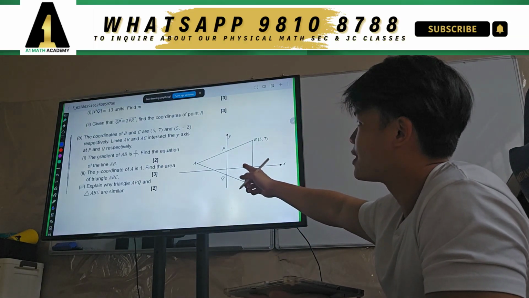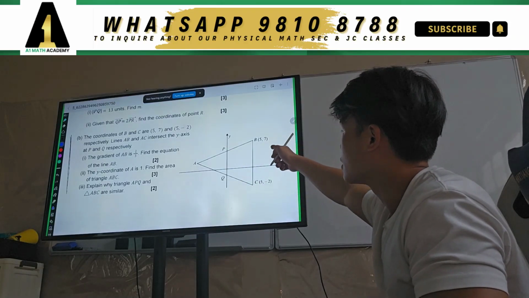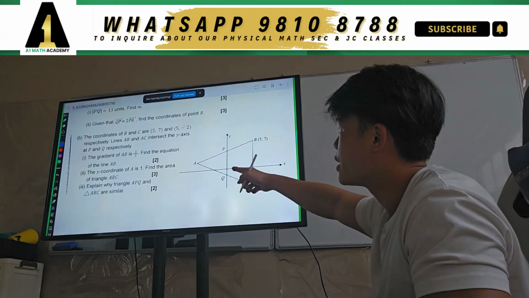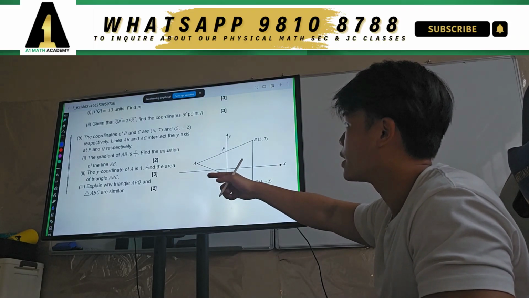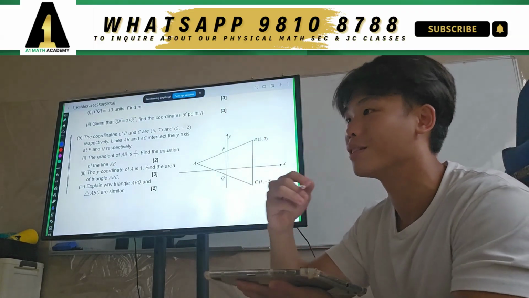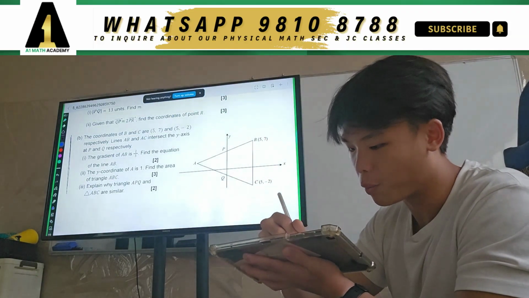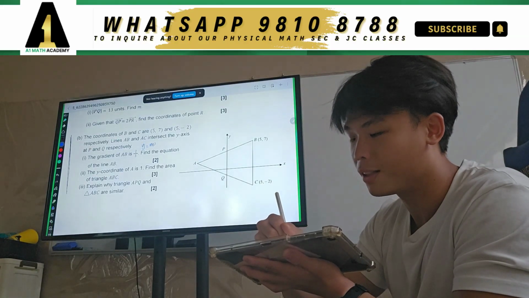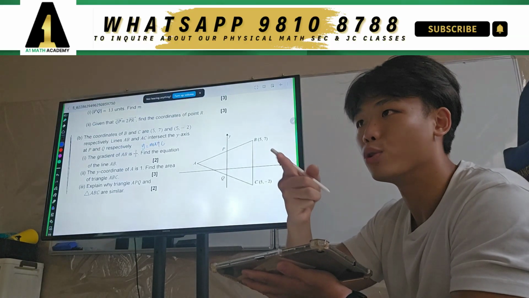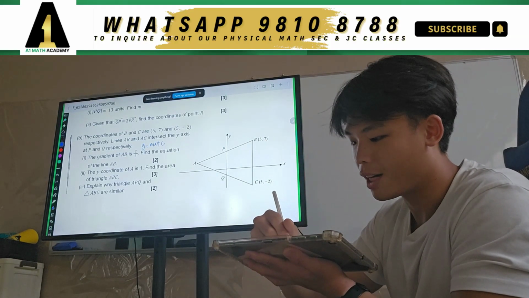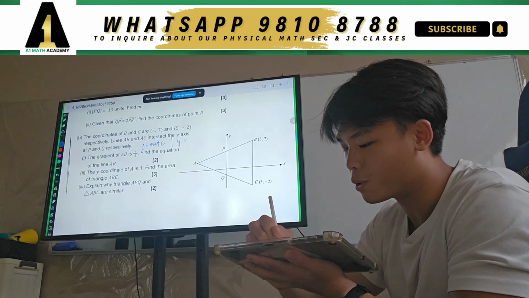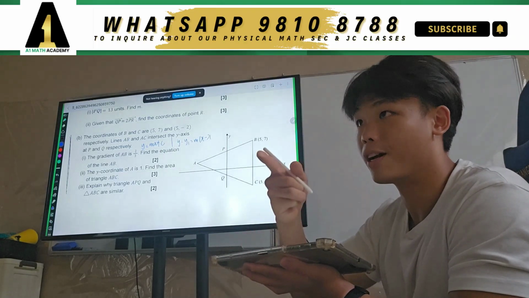Okay, come, let's try this. These are the things that we have. The gradient of AB is 2/3. How to find the equation of the line? What's the formula? y equals mx plus c, right? That's one way to do it. What's another way to do it? The other way is y minus y1 equals m times x minus x1, right?